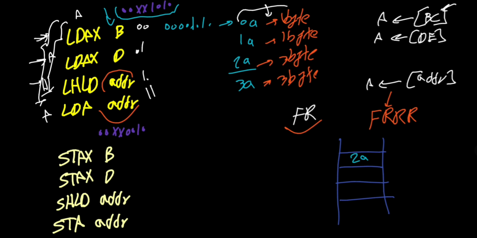Let's say that the programmer has written LHLD 2000, meaning that it wants to bring data from the address of 2000 and 2001 in the HL register pair. You see, in all of these three, the destination was only one register and had the capacity of 8 bits only. But here the destination is a register pair, therefore the capacity is 16 bits. If the destination is 16 bits, the source should be 16 bits.